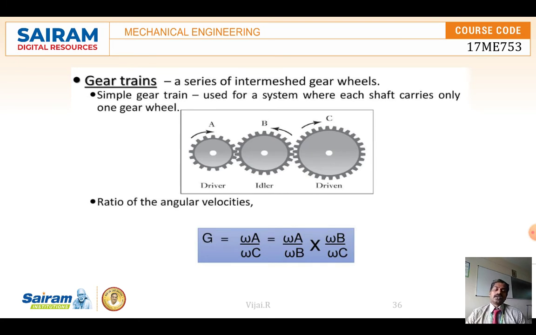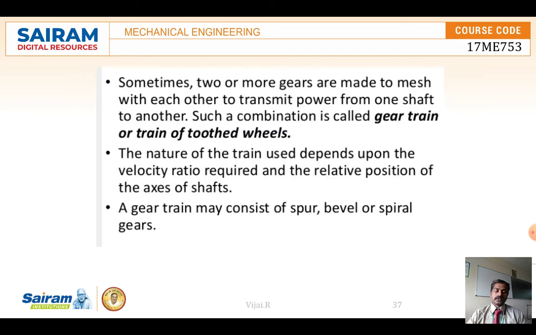But if you see the gear angular velocity, omega a by omega c, that's the angular velocity of driver by driven, which is equal to omega a by b and b by c. So b will be getting cancelled, obviously. So the idler gear is just for changing the direction of rotation. It won't make an effort in the velocity. It just changes the direction.